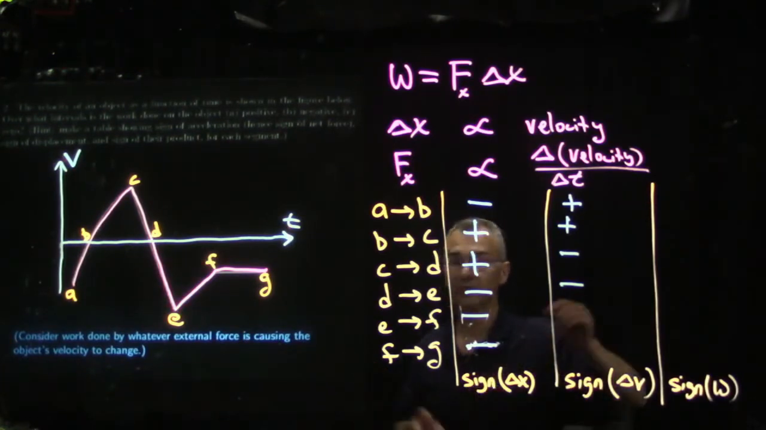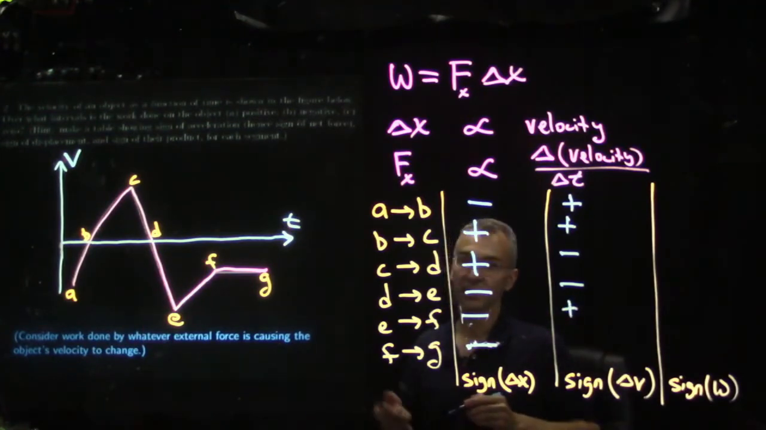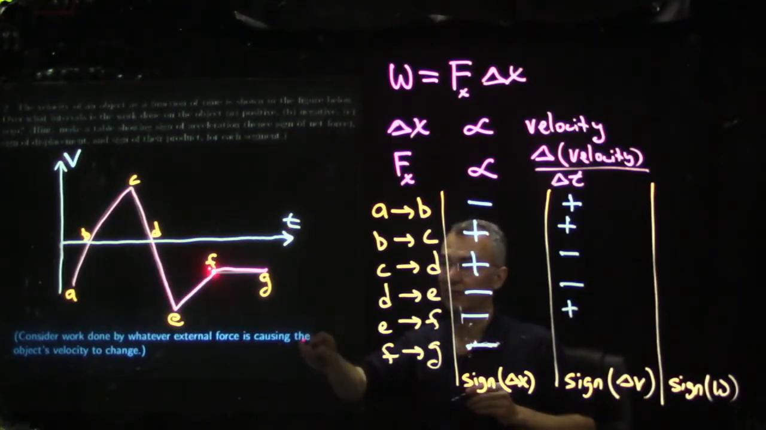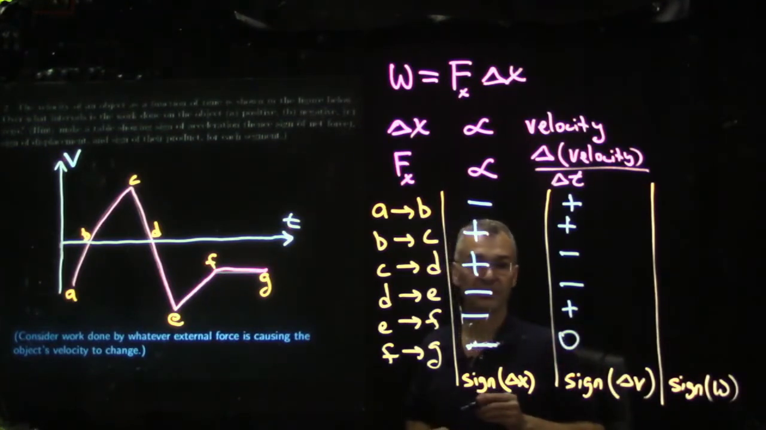From E to F, the velocity increases. So that's a positive change in velocity, a positive acceleration, a positive x component of external force. And then from F to G, the change in velocity is 0.